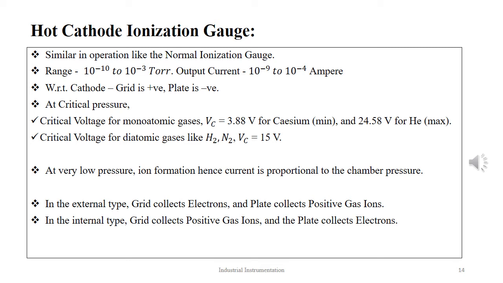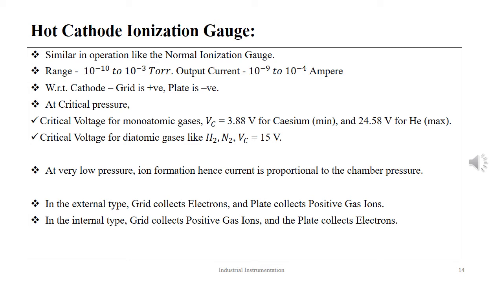There is a minimum pressure mark which is called the critical pressure. When the critical pressure is reached, the critical voltage Vc initiates positive gas ionization as the electrons collide with the gas molecules. The critical voltage Vc is minimum for caesium, at 3.88 volt, and highest at 24.58 volt for helium among all the monoatomic gases. For diatomic gases like nitrogen, hydrogen and others, the value of critical voltage Vc is 15 volts.